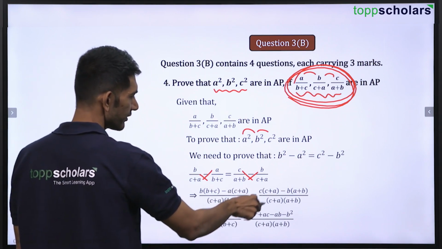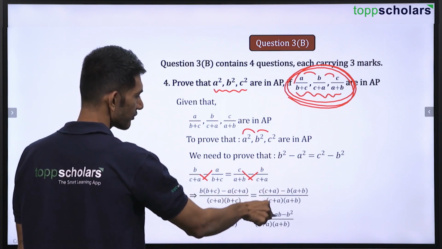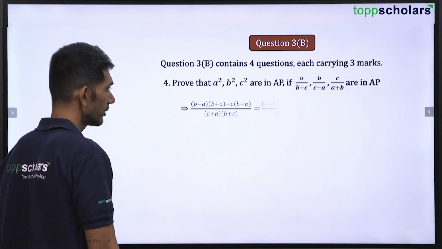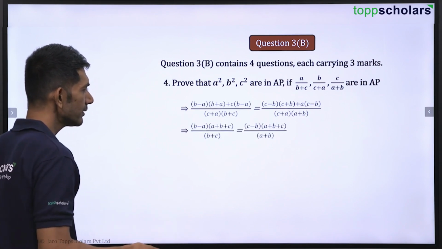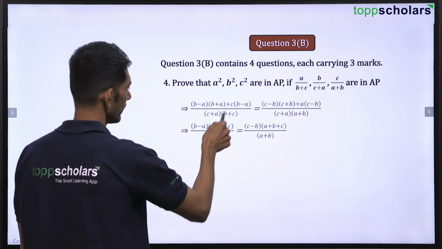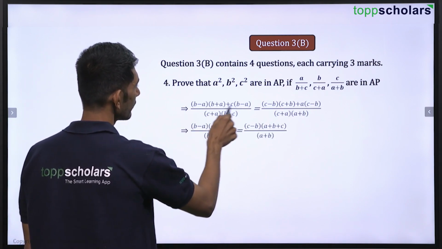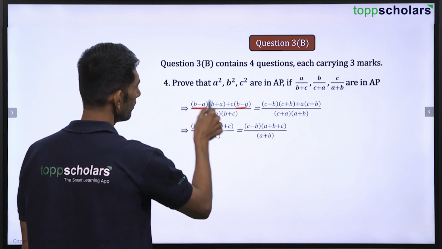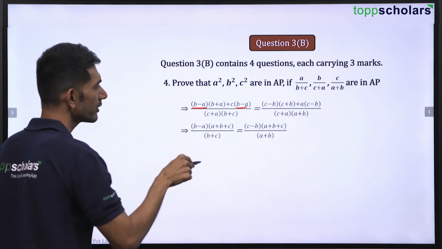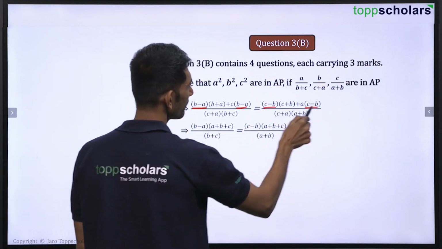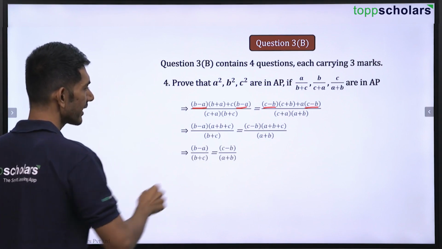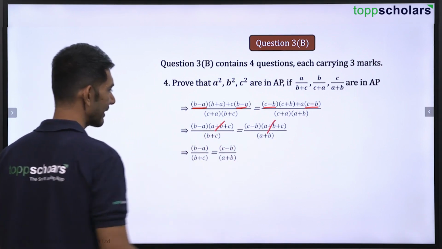This is c into c, c square, this is ac, this is minus ab, this is minus b square. Now once you solve it further, this is what you get. You can take b minus a common, you get a plus b plus c. From here you can take c minus b common, you get a plus b plus c. This a plus b plus c is going to get cancelled.